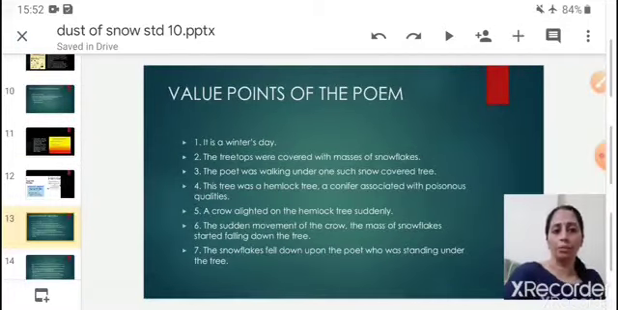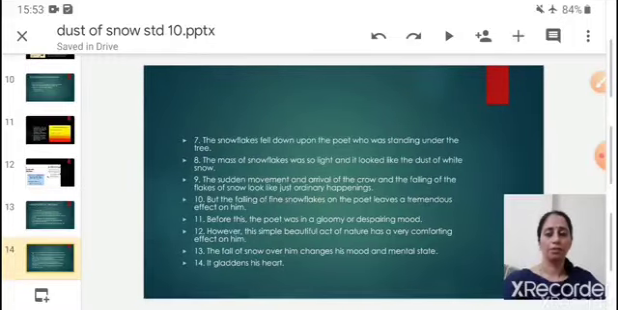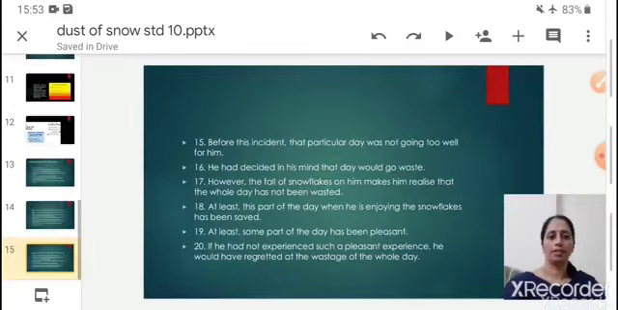Come to the value points of the poem. I have told you before also, students, what value points are. They are the important points in the poem. Basically, they also give you the summary of the poem, what the poem is all about. And definitely, if you go through these value points, it will help you to prepare for your answers. So these are a few value points that I have noted down over here. Few more this way. Yes. So these are your value points.